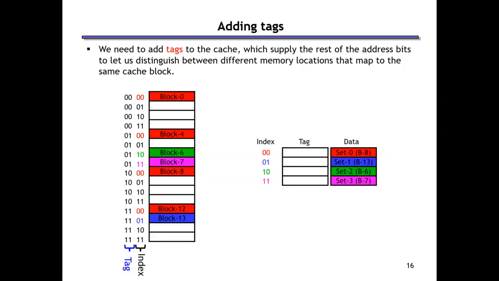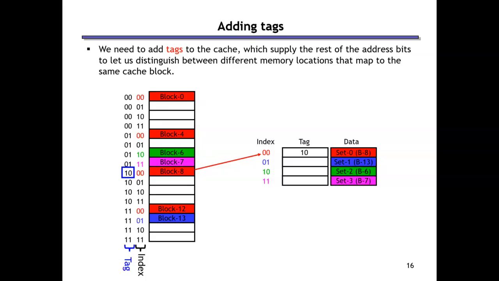Okay. Now, how do we know the tag field? Let's assume this block is residing in set number 0. What will be the tag field for this block? Can you tell me? What will be the tag field for B8? Anyone may answer. For the first set, what will be the tag field? 1, 0. Very good. Because block 8 is mapped here and it's 1, 0.